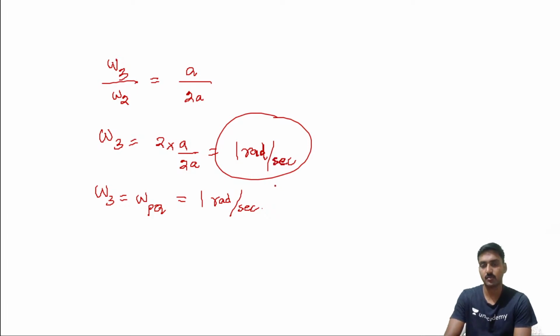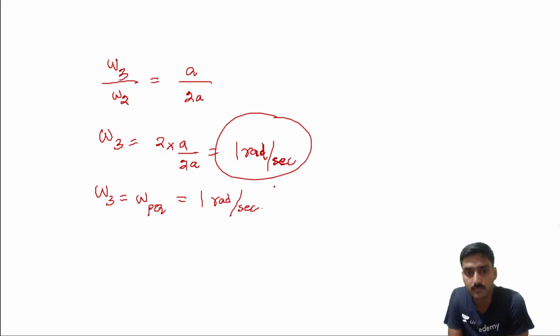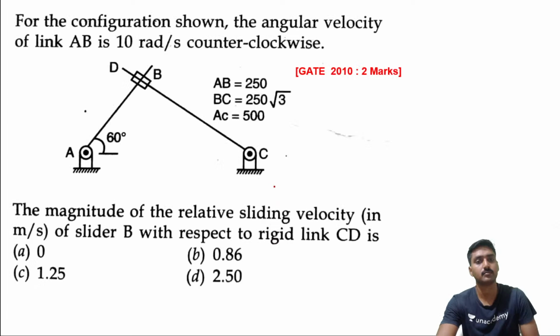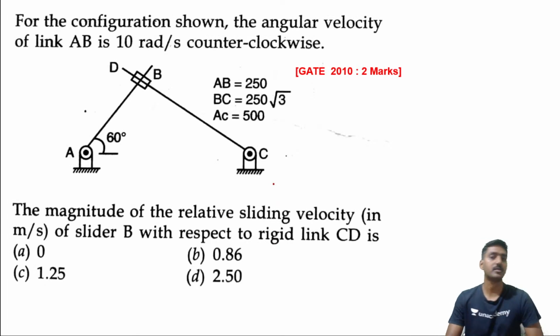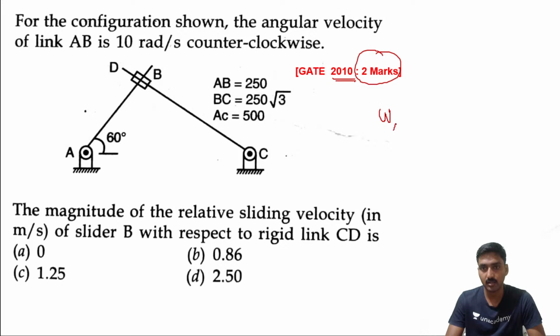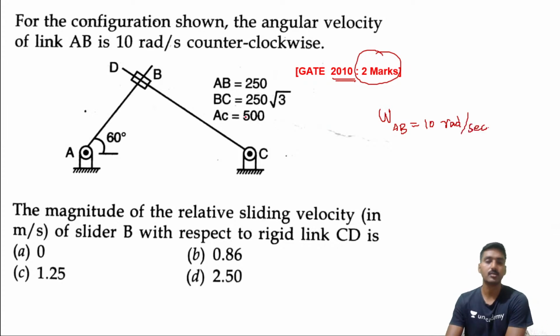Okay, fine. Next one, I will show you. Next, one more important question. For the configuration shown in the figure, it's a 2010 2-mark question. The angular velocity of the link AB is 10 radian per second, that is omega AB is equal to 10 radian per second. Is it okay now? All are in millimeters, not centimeters.